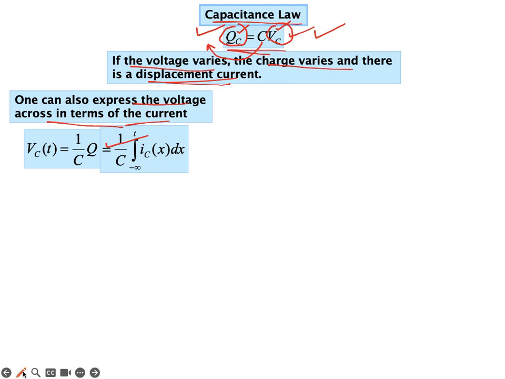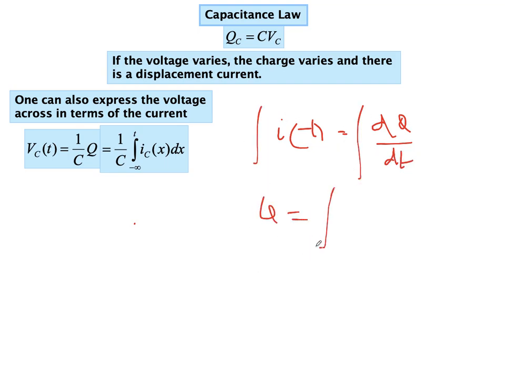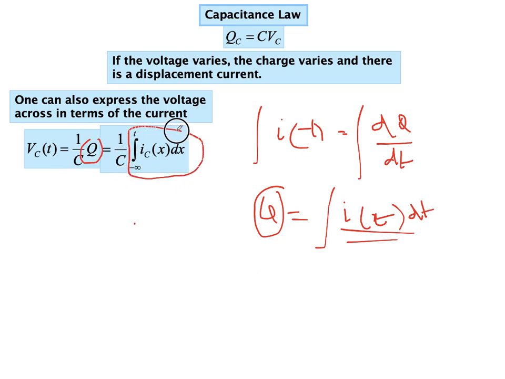And from this expression, we can write down this expression like this. And how have we got this? Since we know that current can be defined as I of t is nothing else but dq by dt. So if we integrate both sides, we can get Q is equal to the integration of I of t dt. So you replace Q by this whole expression. So this Q is replaced by this integral, which is the integration of the current.